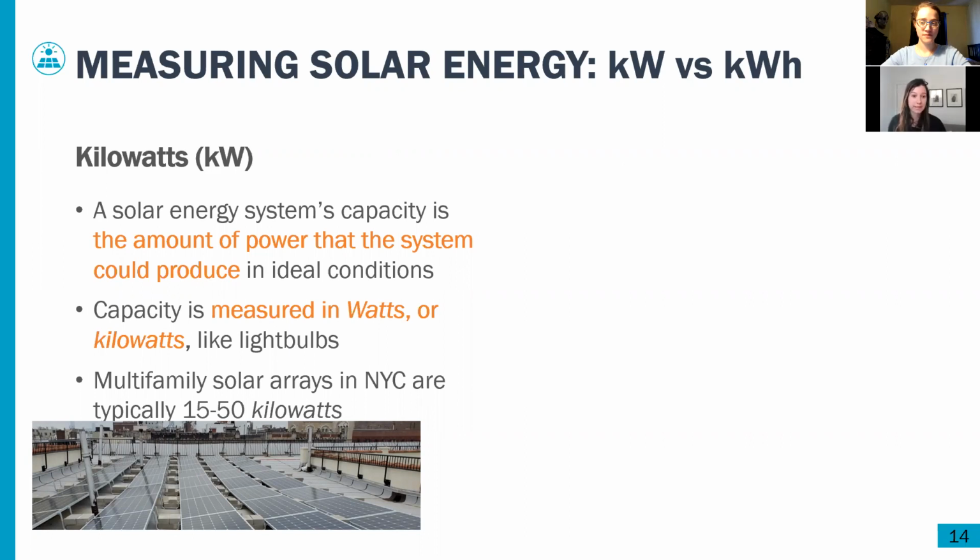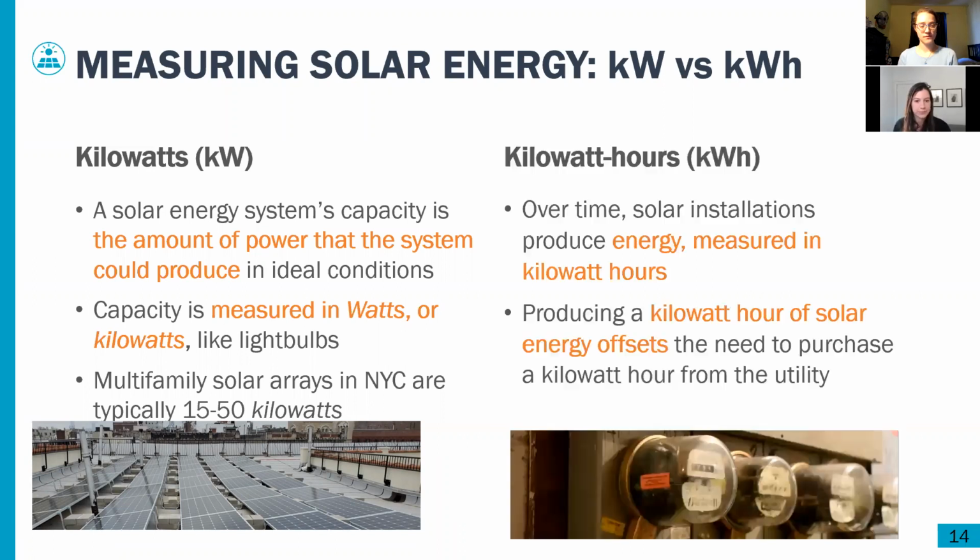That capacity is measured in watts or in kilowatts, in the same way you hear light bulbs talked about. A typical solar array in New York City on a multifamily building ranges from a smaller system size of 15 kilowatts to sometimes larger system sizes of 50 kilowatts. That's sort of a good range.